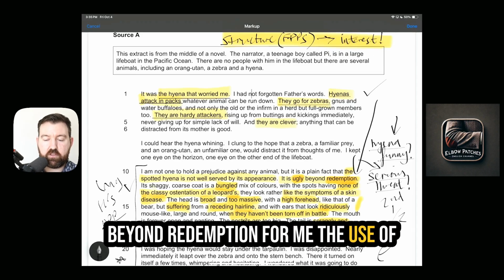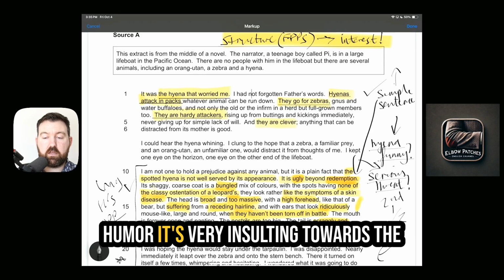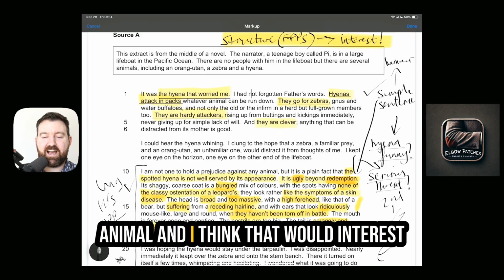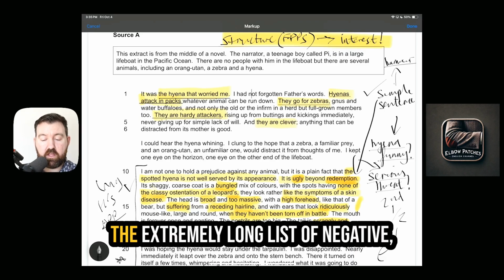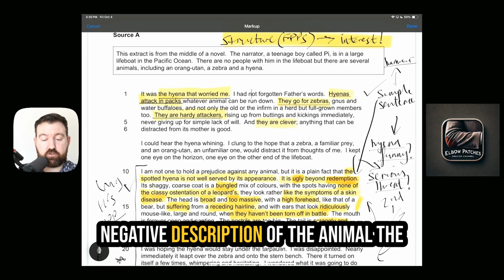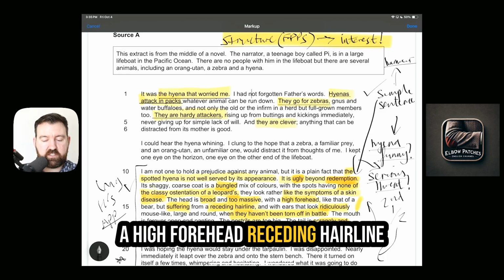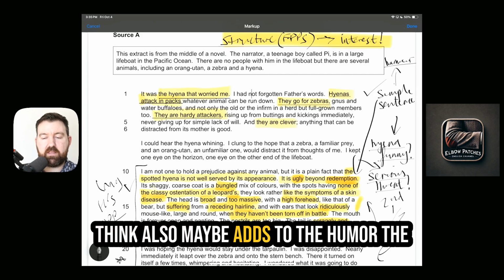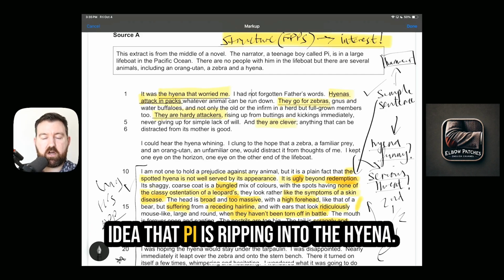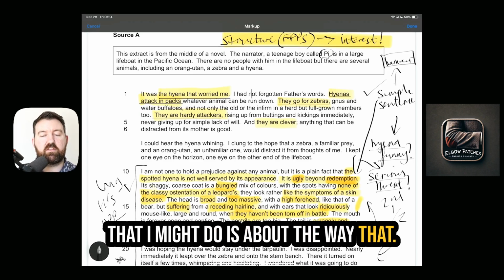For me, the use of the simple sentence adds a level of humor. It's very insulting towards the animal, and I think that would interest the reader through humor. I think you could then go on to talk about the extremely long list of negative description of the animal. The fact that it has a broad head, a high forehead, receding hairline, ridiculous ears. Yeah. So this long list, I think, also maybe adds to the humor, the idea that Pi is ripping into the hyena.